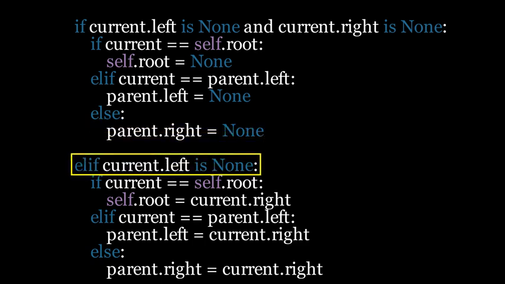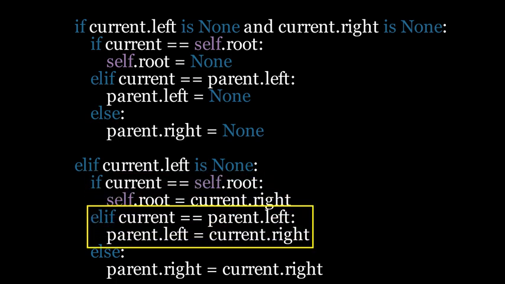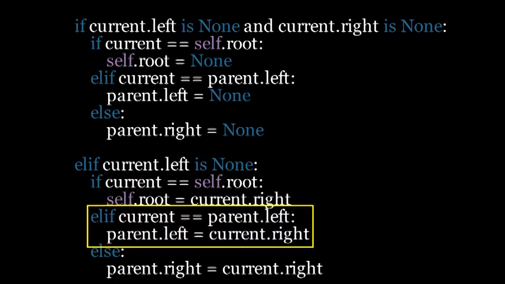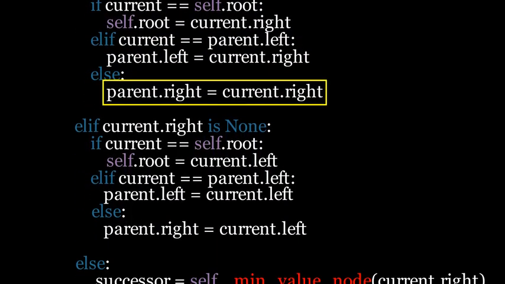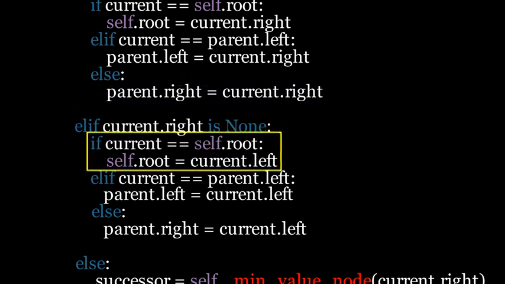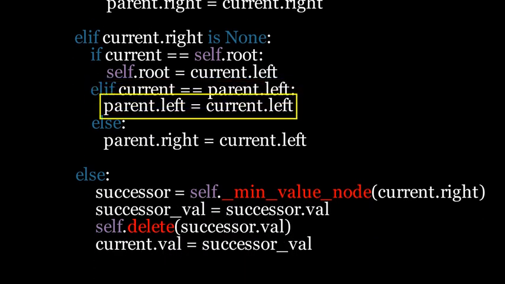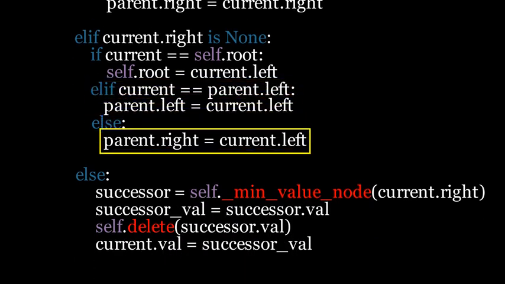Case 2. The node has one child. This could either be a left child or a right child. If the node only has a right child, the method bypasses the node and links the parent directly to the node's right child. If the node only has a left child, the method links the parent directly to the left child. This effectively removes the node while preserving the connection to its child.